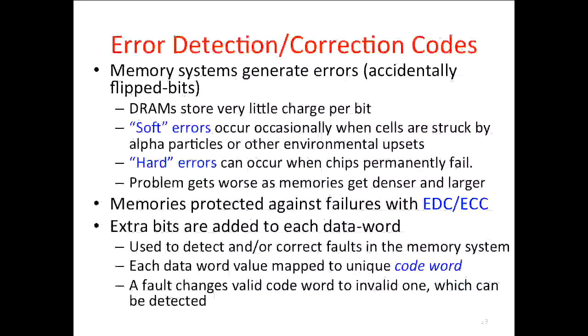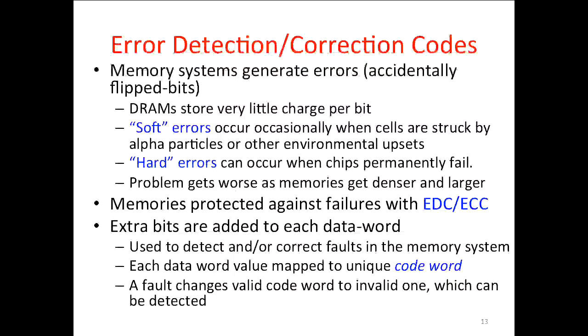The way this works is you take the bits you have in the data word, say a 32-bit data word, and you use extra DRAM. This is redundancy, adding more bits to each word to help catch when there are errors in the word. Those extra bits are used to detect and possibly correct any faults you see in that memory system. The general approach taken with these error detection and correction codes is that by adding more bits to a word, you've added more possible values you can store.